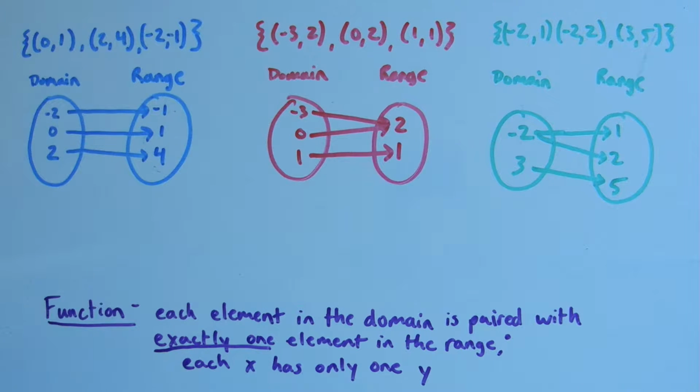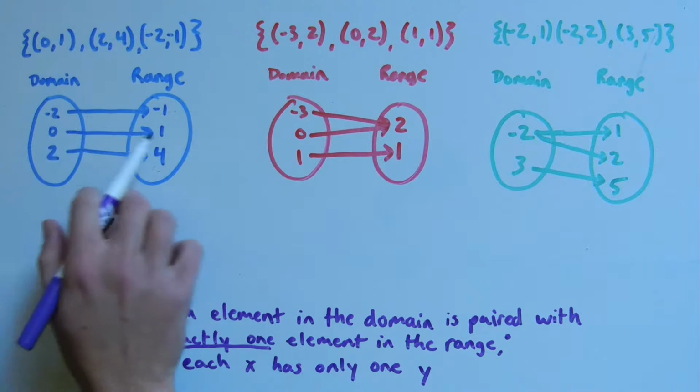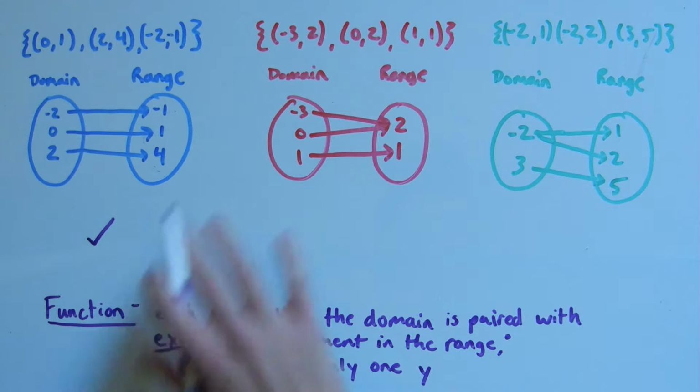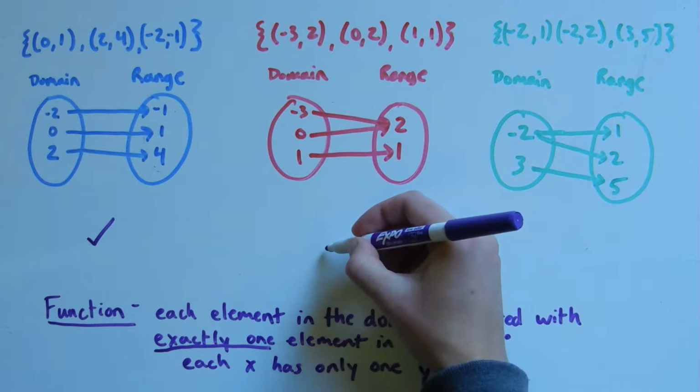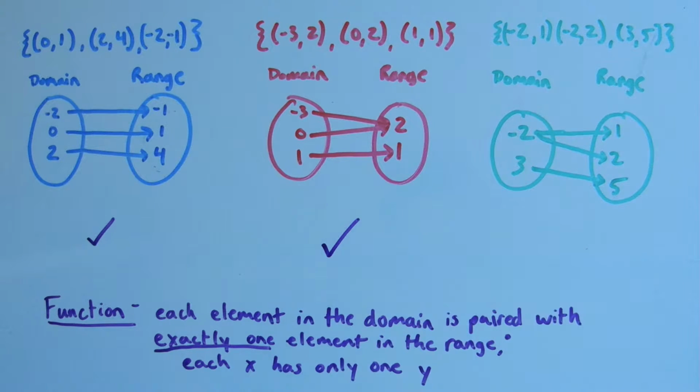This first example is a function. That's because each x value, so each element in the domain, is paired with exactly one element in the range. This one's pretty straightforward. Each x has a separate y value. Looking at our next relation, this too is a function. That's because each x has only one y.